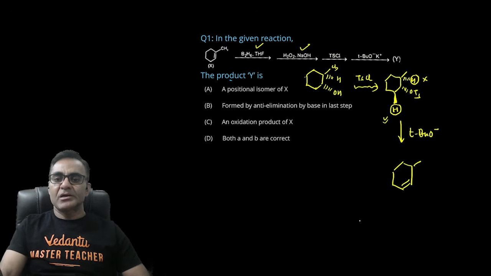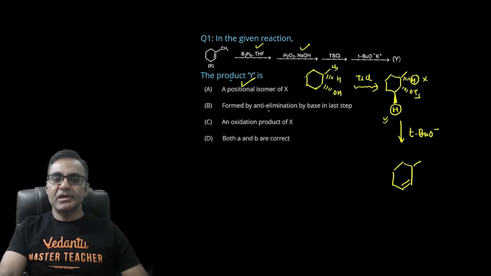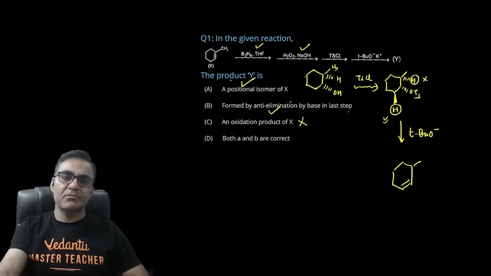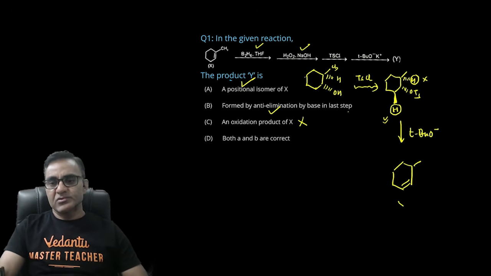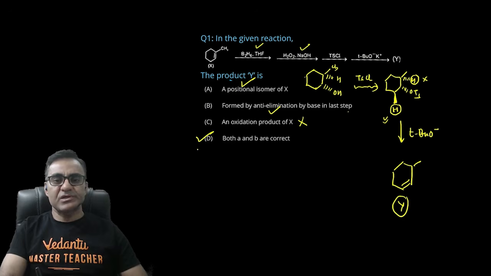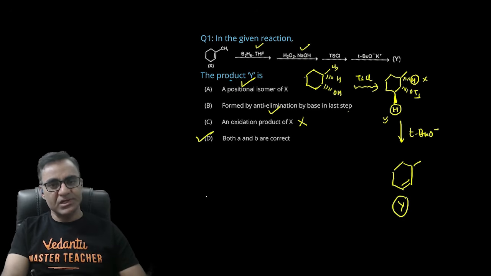Clearly it is the position isomer of X, so A is correct. It is formed by anti-elimination in the last step is also correct. It is an oxidation product of X? No, this is not an oxidation product, rather it is an isomer of compound X. So this is your Y. Statements A and B are both correct, therefore the correct option is D.